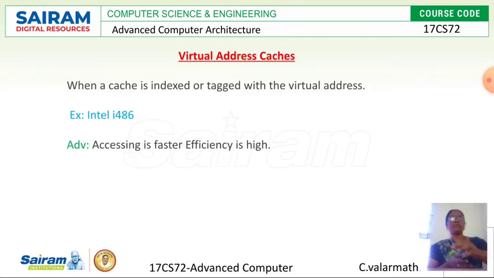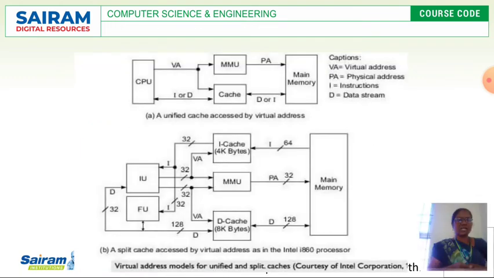The second type of addressing model is the virtual address cache. This cache is indexed with the help of the virtual address only. An example is the i486, which has both features. This Intel i486 processor has both the physical address cache model and the virtual address cache model. How is the virtual address cache model designed? From the CPU, first the virtual address is given directly to the cache. From the cache, it is given to the main memory.